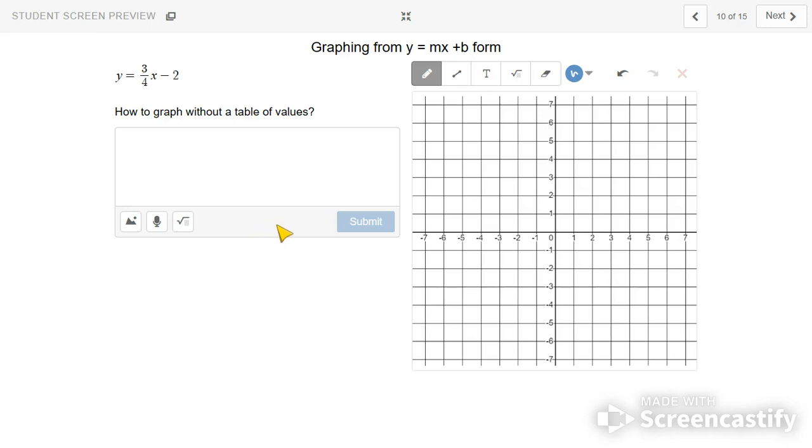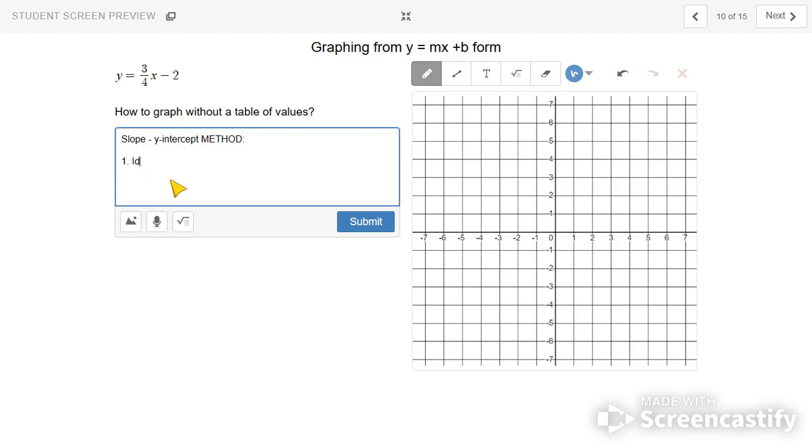We're going to be graphing from the y = mx + b form. We call this the slope y-intercept method. Now, we don't have to graph using a table of values. This is another method that we could do it. In this method, we need to know what the slope is and we need to know the y-intercept. Then we're going to be plotting points based on those two things.